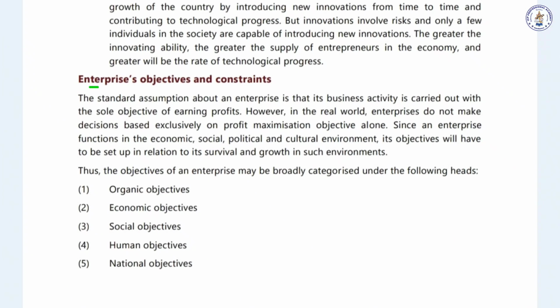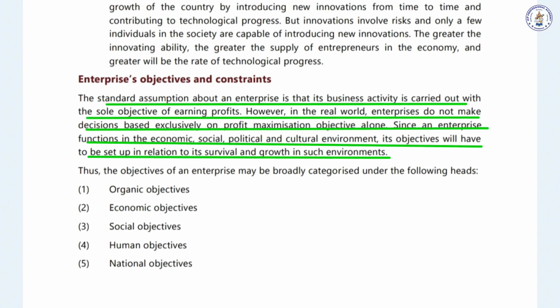Now, friends, we shall see the enterprise's objectives and constraints. The sole assumption for an enterprise's objective is profit. Profit is the sole aim or objective of a business. This has been talked about in the economy for a very long time. But that alone is not enough for a business to be in the economy or in the society. There are other objectives also.